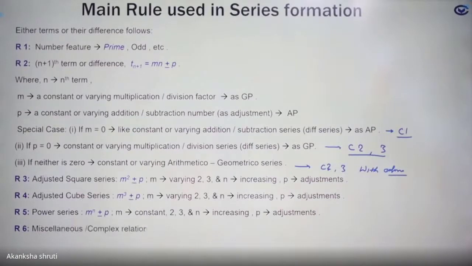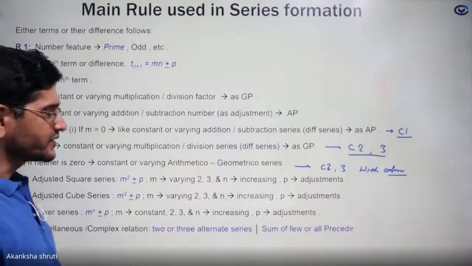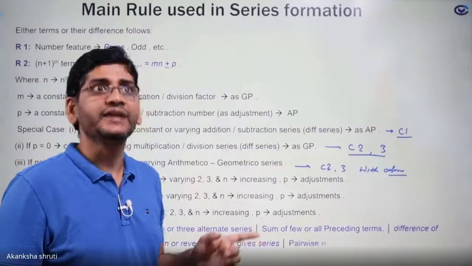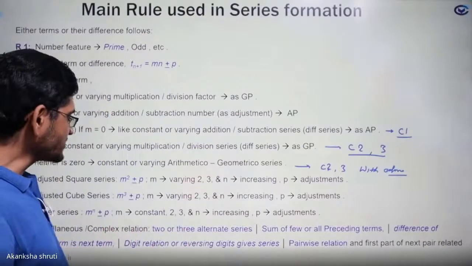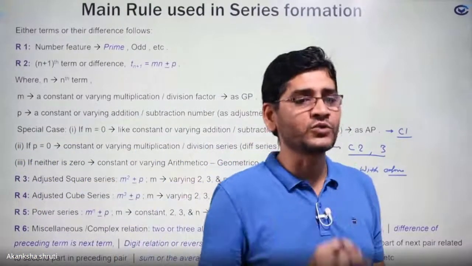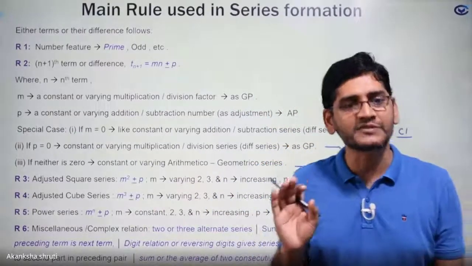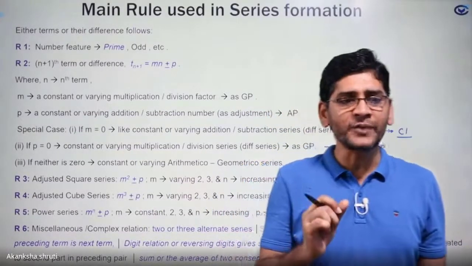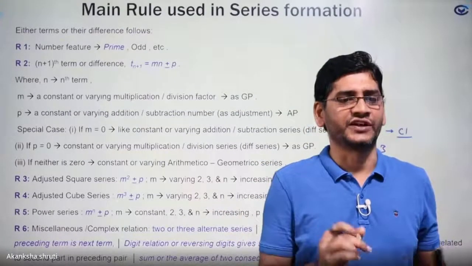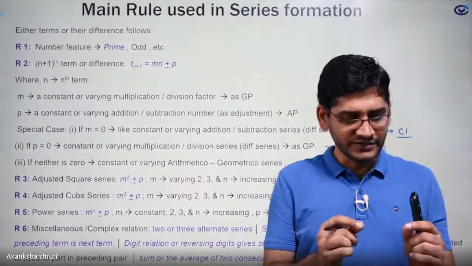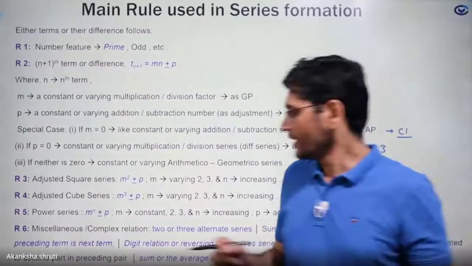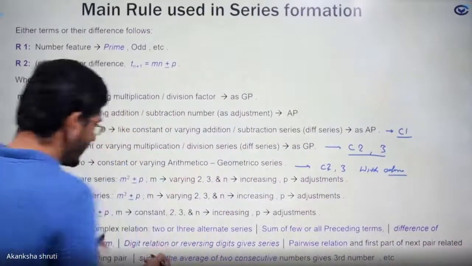The next one is miscellaneous or complex type. This complex type is the other category where I will focus in the next class. Mostly, students, it may be possible that the next term can be obtained by adding the previous 2 terms, or previous 3 terms, or all the previous terms. It is also possible that the next term has a digit relation, meaning among its own digits, something is being done to get the next term. This category we will see, or the alternate series.